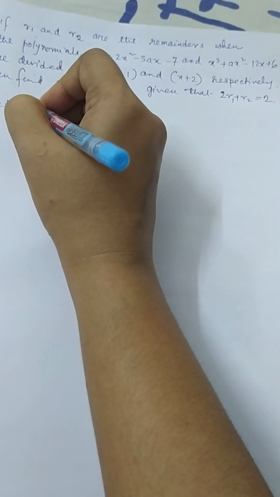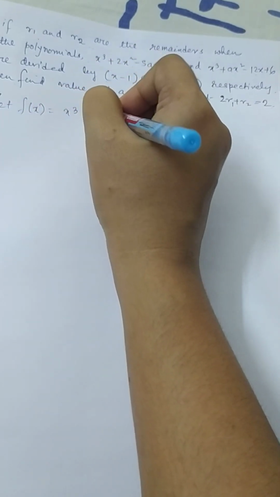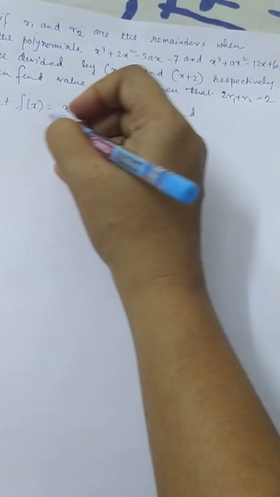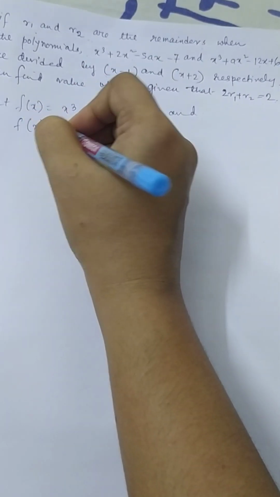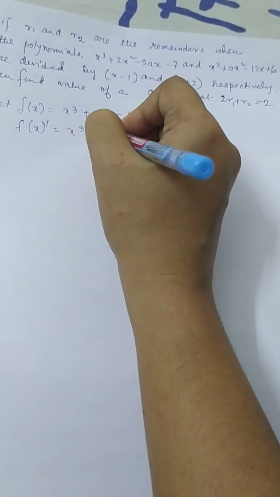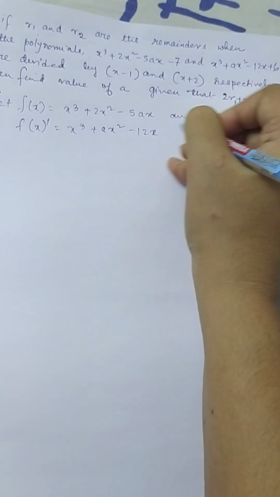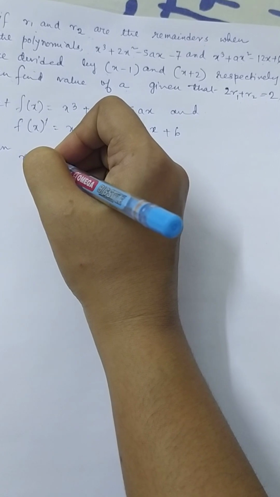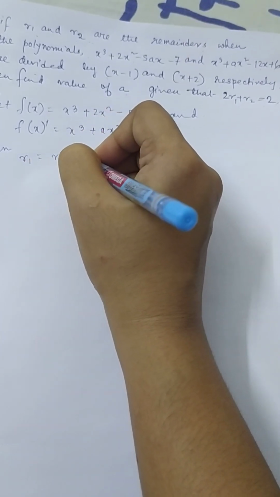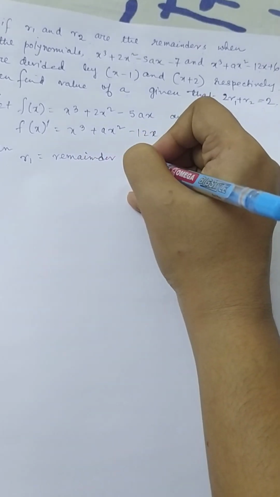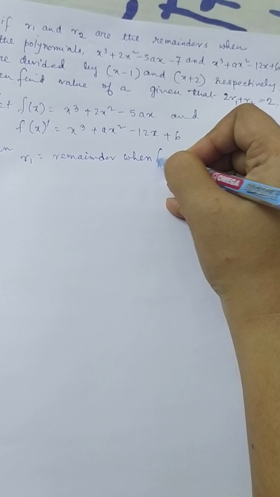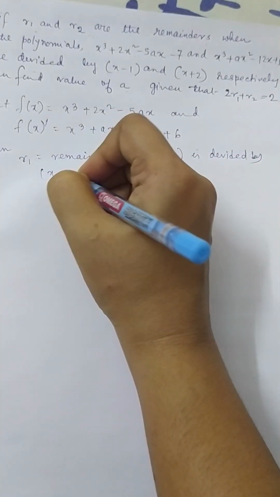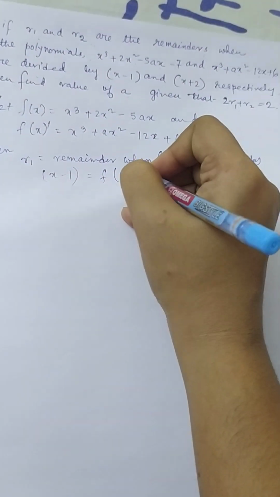If I take the polynomial, the remainder of the first equation is R1, then it will be like this. Let f(x) be equal to x cube plus 2x square minus 5ax minus 7, and f'(x) be equal to x cube plus ax square minus 12x plus 6. Then R1 is the remainder when f(x) is divided by x minus 1. So here f(1) will be there.